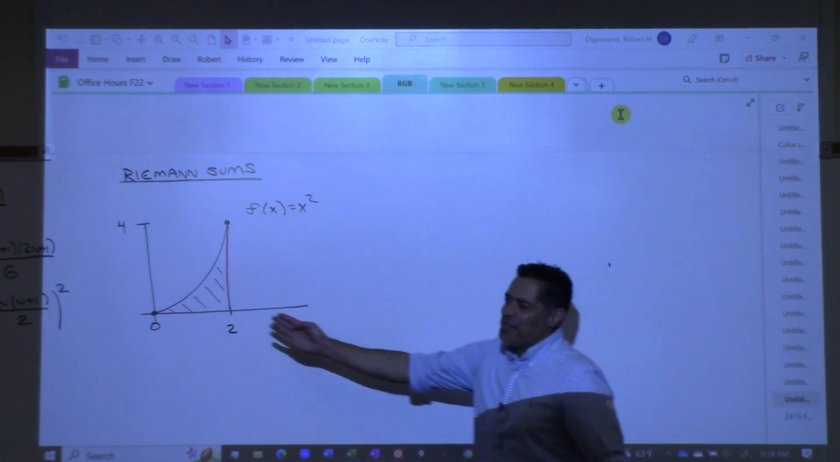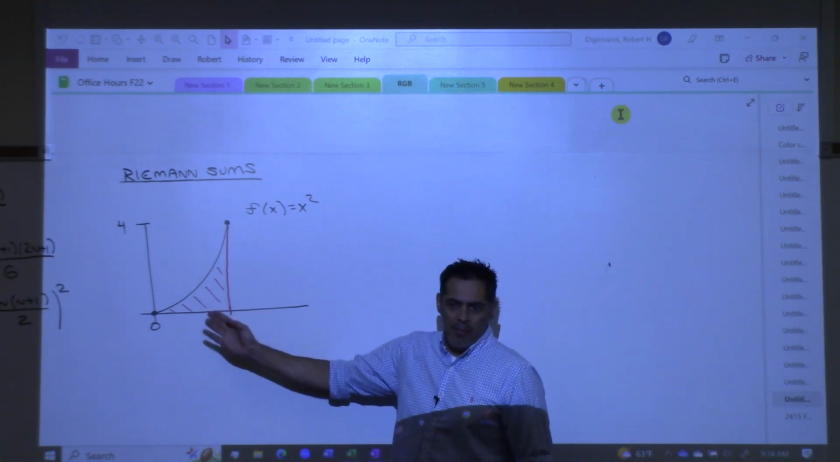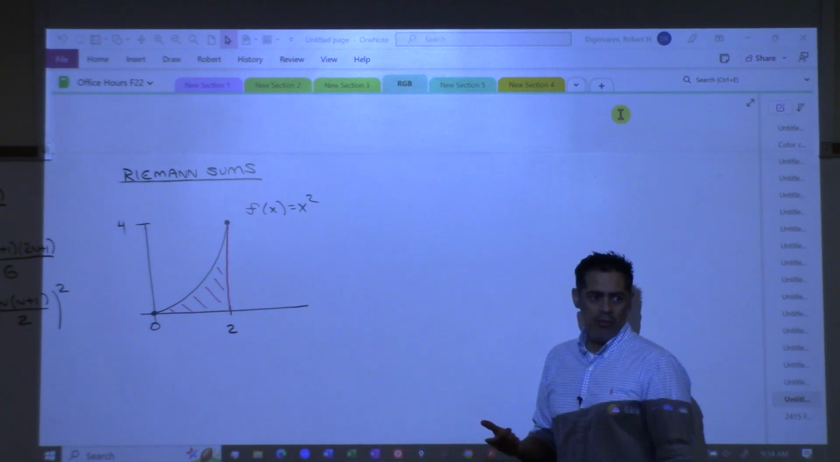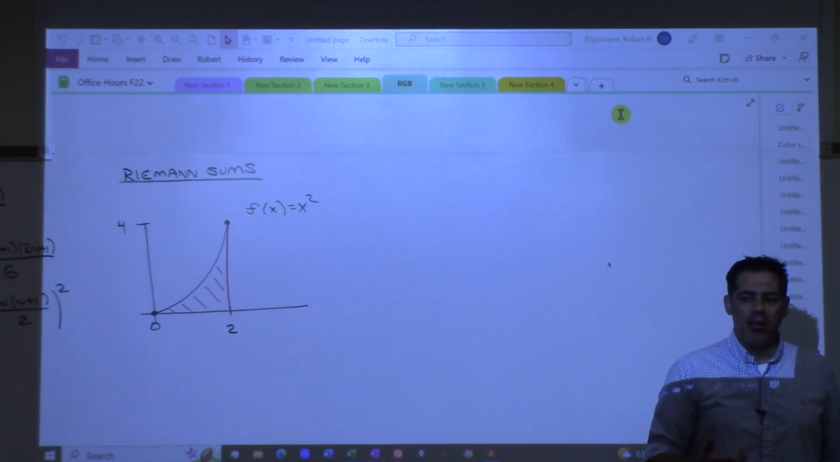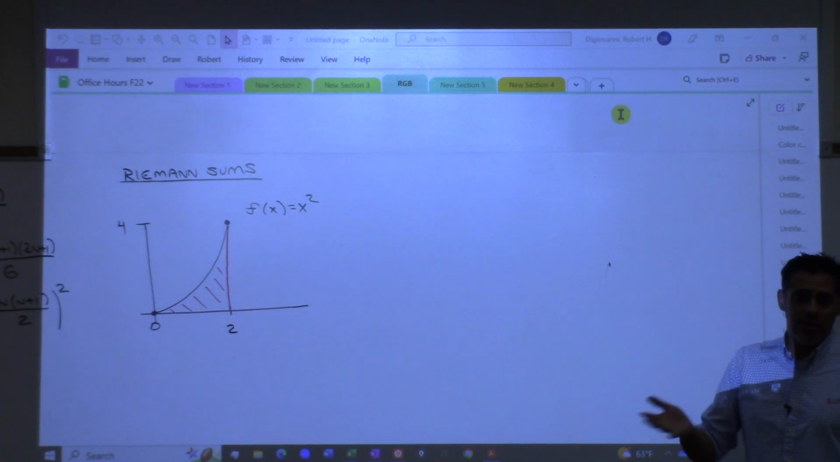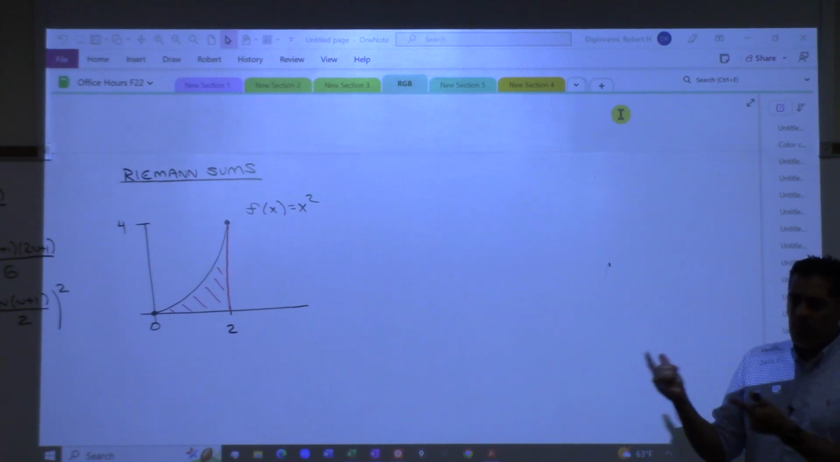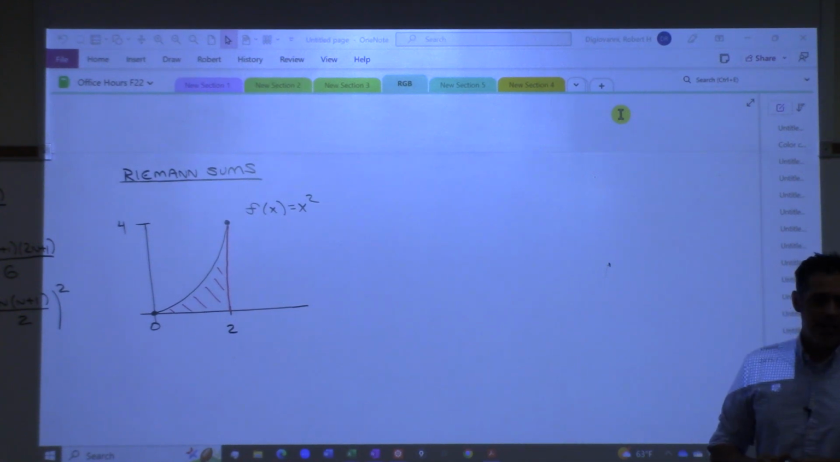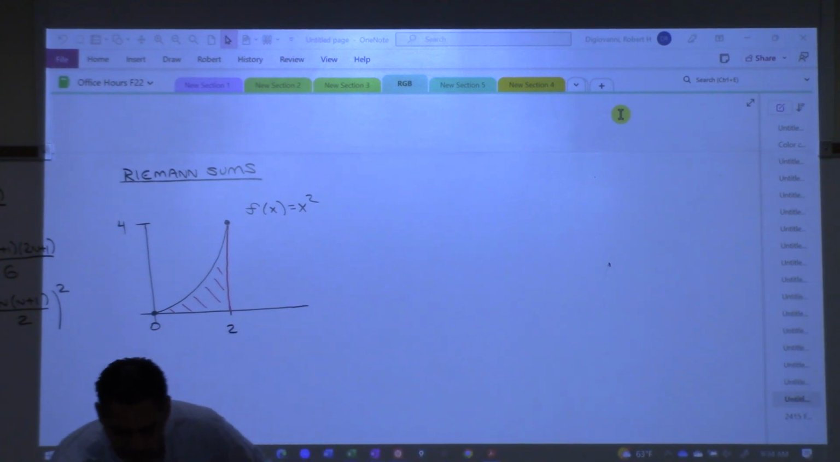Well, it's definitely not a rectangle, right? So we're not going to be able to just use a rectangle. But what I could do is approximate this like the Chinese did with the circle. I could approximate this with a rectangle, couldn't I? So I could do something like this.